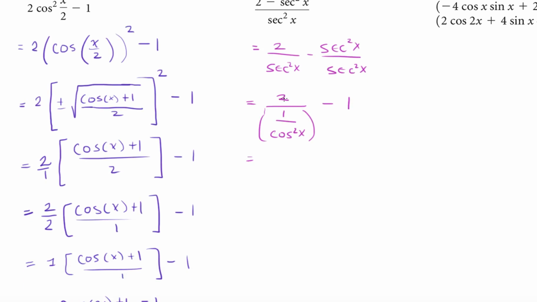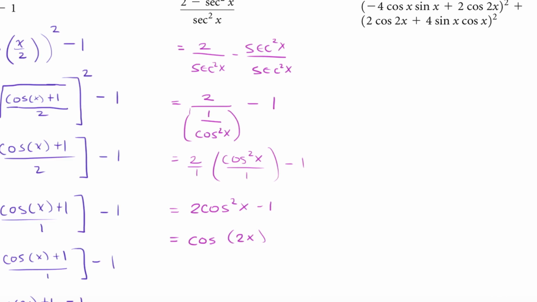You have 2 over 1 over cosine squared. Remember, we multiply by the reciprocal of the denominator. In this case, it is the reciprocal of 1 over cosine squared, which leaves you with 2 over 1 times cosine squared x over 1. You're left with 2 cosine squared of x minus 1. If you remember, this is also an identity, cosine of 2x. And that will be your most simplified form.